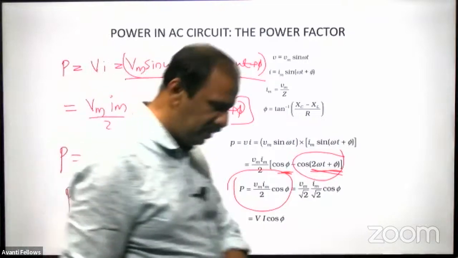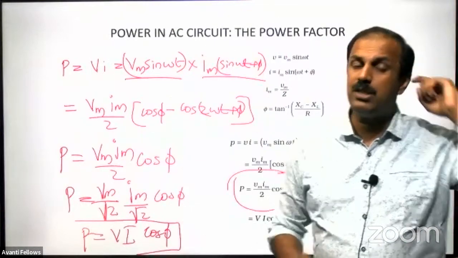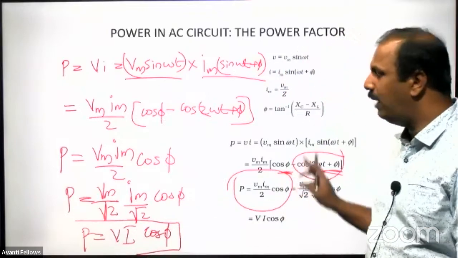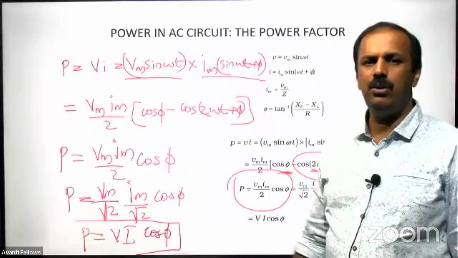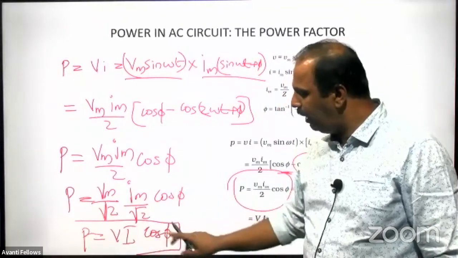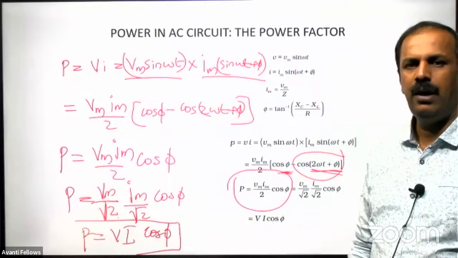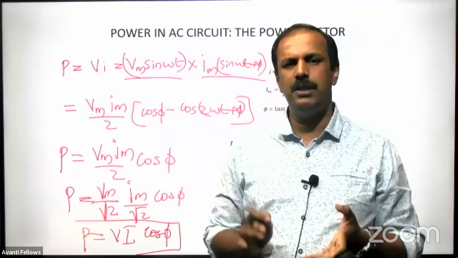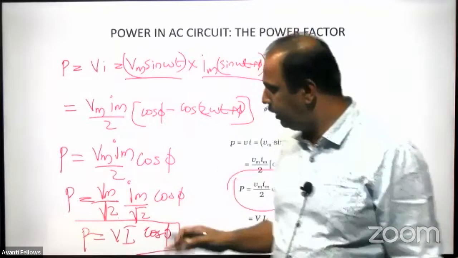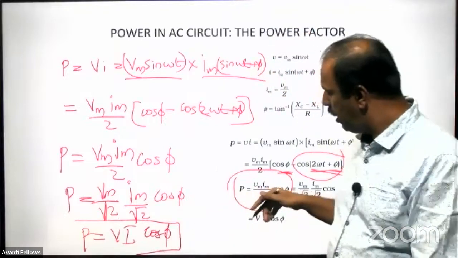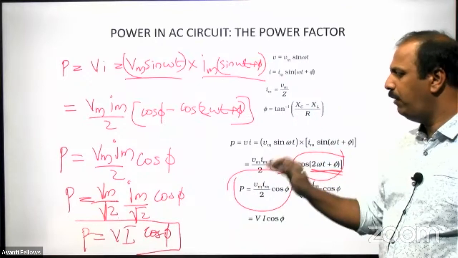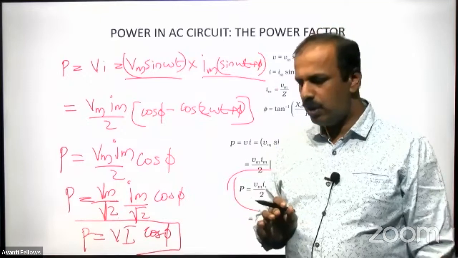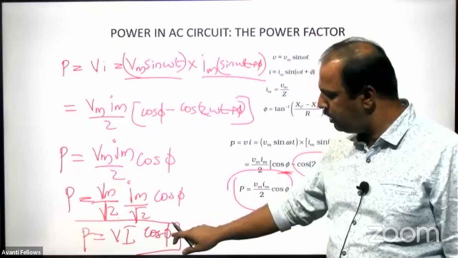So what is important in this one? Generally, the power in the case of a DC circuit is given by voltage into current, V into I. But when it comes to an AC circuit, not only V and I, the angle between V and I is also important. I think you got it. That is, in a normal DC circuit, the power is given by voltage into current. But in the case of an AC circuit, not only V and I, this angle between voltage and current is also important. So this cos phi will change.